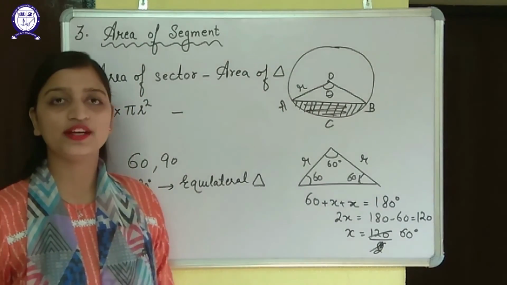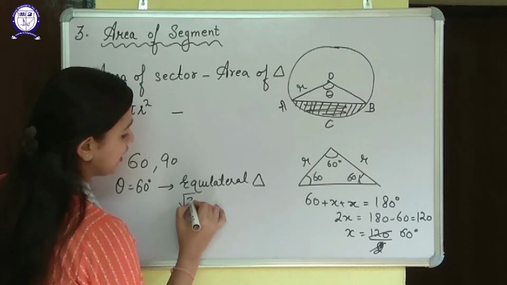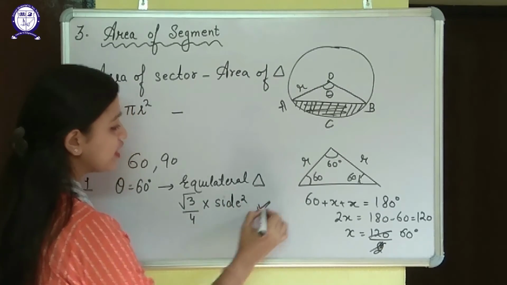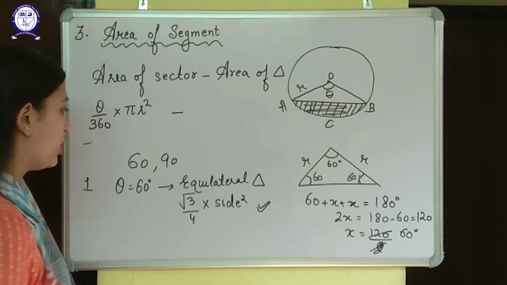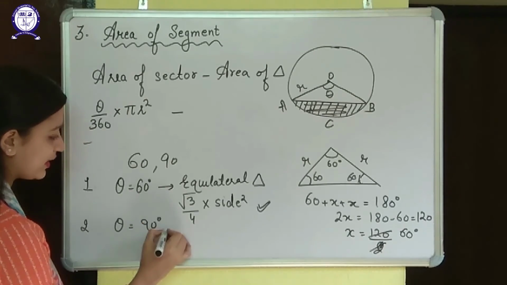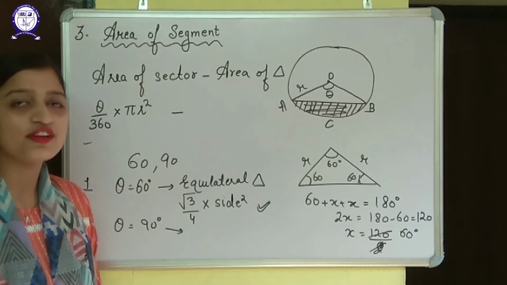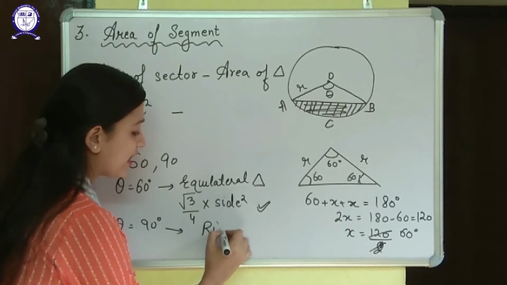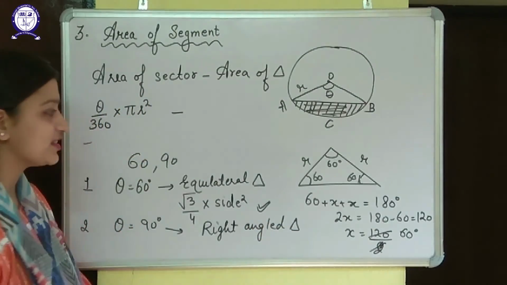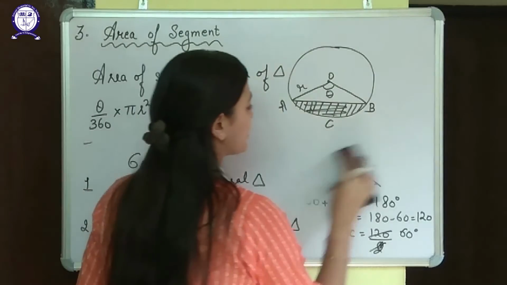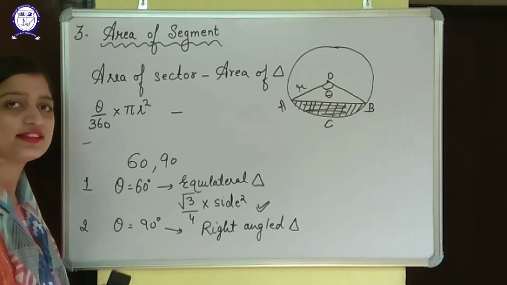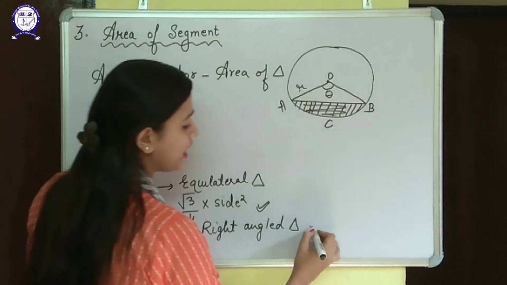So if the angle is 60 degrees, we will know that this is an equilateral triangle. And what is the area of an equilateral triangle? It is root 3 upon 4 into side square. So this will be the triangle formula used by us. Now coming to the second case, suppose theta is equal to 90 degrees. Now if theta is 90, it is obvious that it is a right angled triangle. So in that case, how will we find the area? We will use our very first formula of triangle, that is half into base into height.